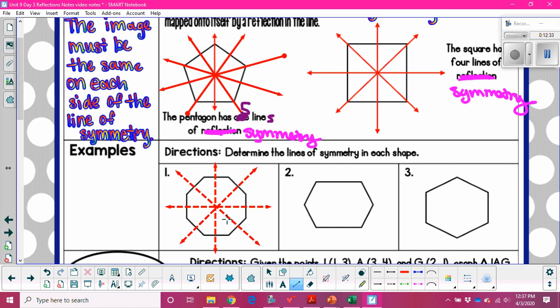Now let's look at the corners. If I were to slice this in half from here to here, it would be the same on this side and that side. So I can do corners as well as the sides.